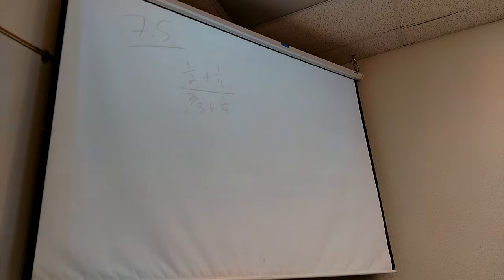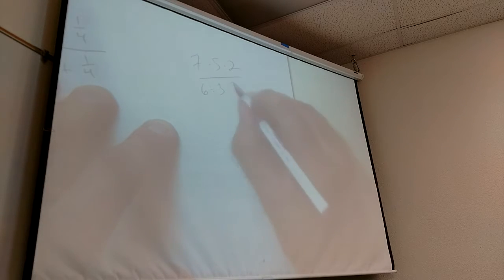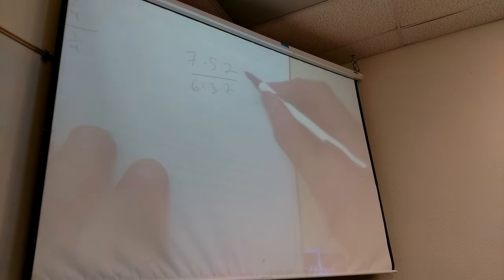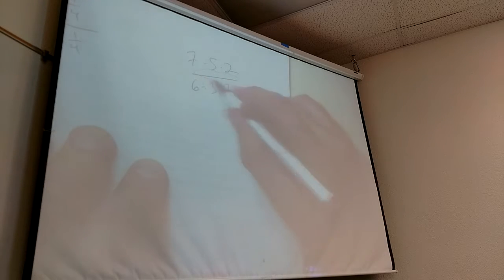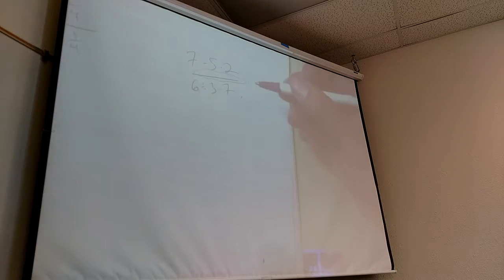Let's say this is 2/3 plus 1/4. Now that looks disgusting. But to be honest, you look at it as a normal order of operations problem. What would you do first? I'm going to divide last. I have to. In fact, think back to when we had problems like this: 7 minus 5 times 2 over 6 divided by 3 times 7. I do the top, do the bottom. The last thing I do is divide, because I have to know what the top is and the bottom is before I can divide them.